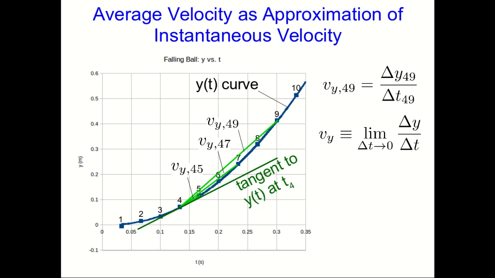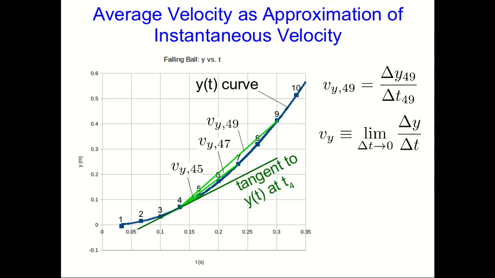Now we can imagine that there is a curve that goes through all our data. The ball, after all, was actually at various locations in between our data points. We just haven't been able to measure them. And so there should be a curve something like this. And what we're really looking for is the tangent line to that curve, that function, at t4.